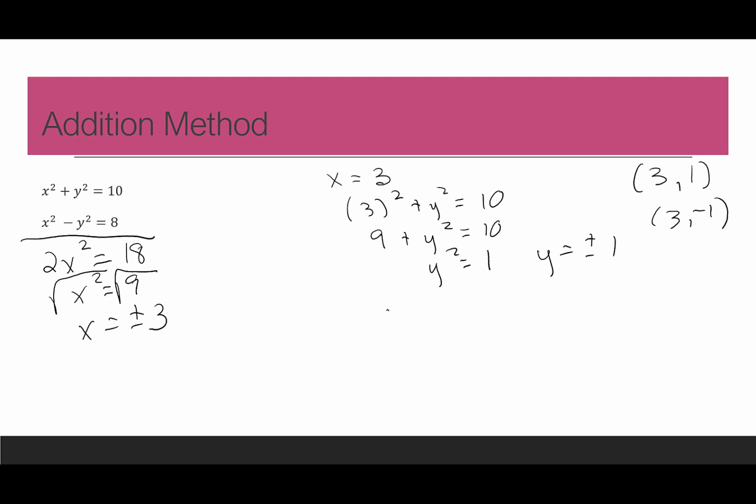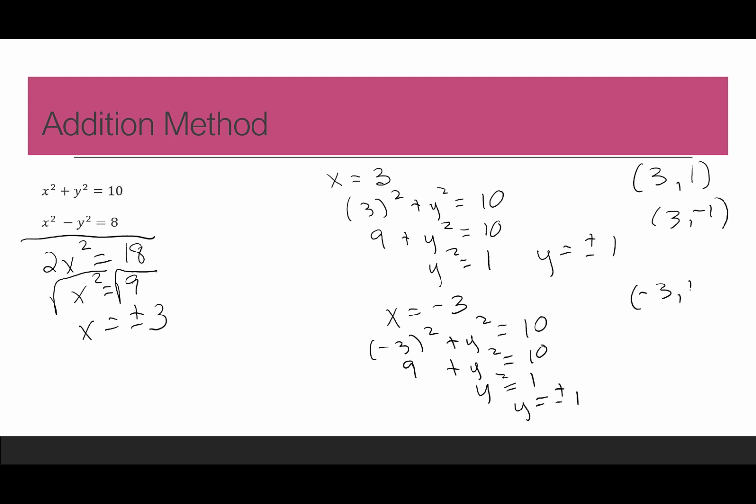Let's repeat that for x is negative 3. I get negative 3 squared plus y squared is 10. Again, gives me 9 plus y squared is 10. So we know that when y squared is 1, we're going to get plus or minus 1. So I have (negative 3, positive 1). I have (negative 3, negative 1). I got 4 solutions this time.